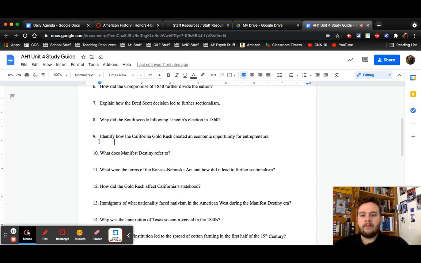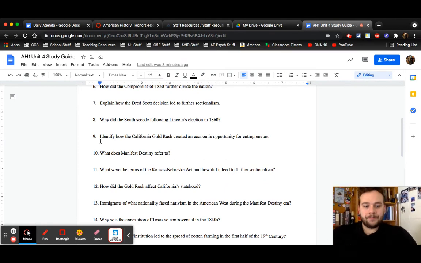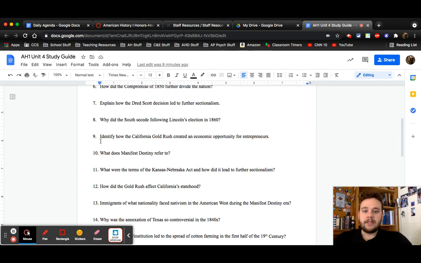9, identify how the California Gold Rush created an economic opportunity for entrepreneurs. Entrepreneurs being people seeking out wealth, either through making or creating small businesses or whatever. The California Gold Rush was like the economic opportunity, right? The opportunity to strike rich quick. This led to thousands and thousands of people rushing into California in the late 1840s, early 1850s, to try to find that gold and make a quick fortune.